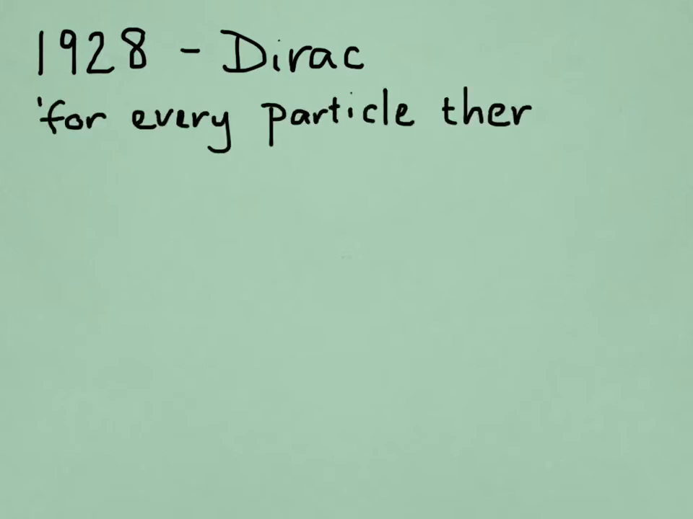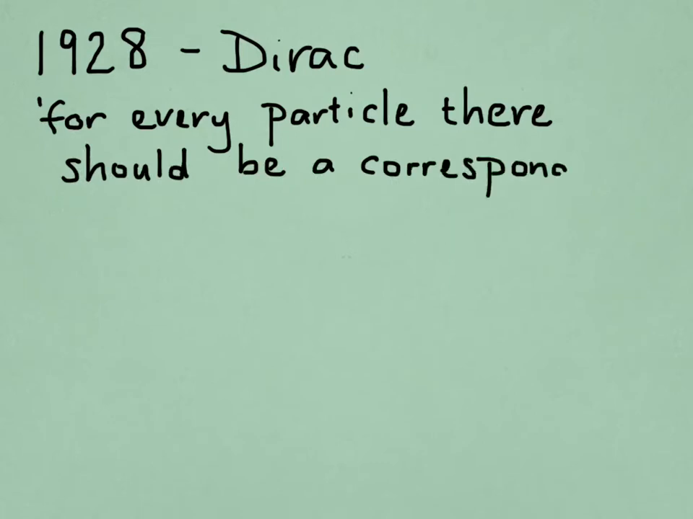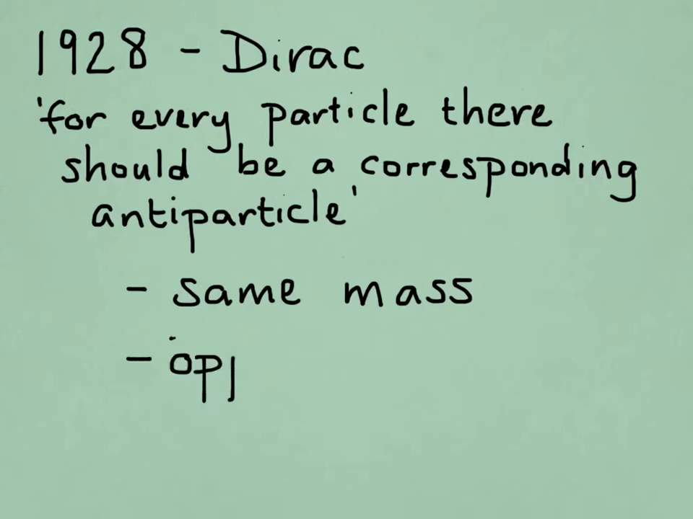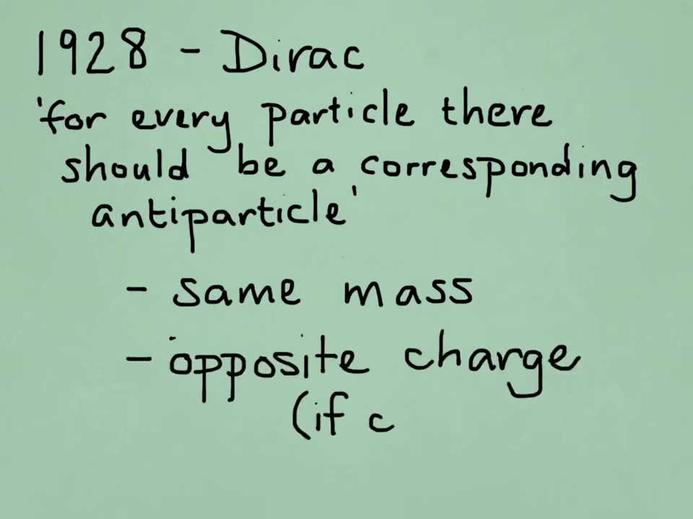So, in 1928, Paul Dirac decided that for every particle there should be a corresponding antiparticle. And the properties that antiparticles have are, first of all, they have the same mass, but they have opposite charge. That's if they are charged. There are a couple of other properties that are swapped as well, but you don't need to know about those for A level. If you want to know more about that, then do a physics degree. Okay, and Dirac was right.